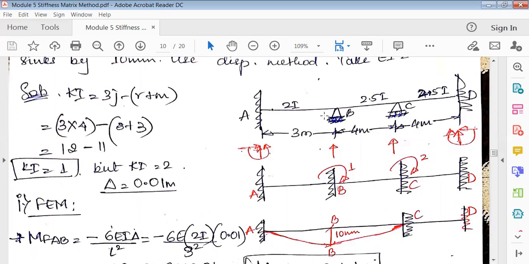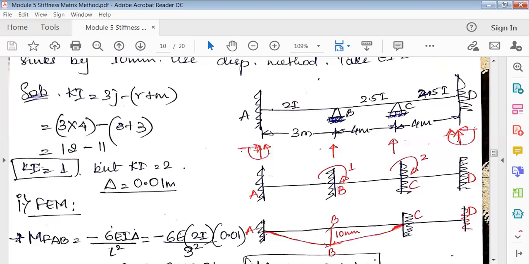Okay, so first draw this, then first find out the Ki. Now I'll tell you how to find out this Ki. This formula will not hold good when the end supports are fixed supports. Anyhow, we'll just check. So Ki is equal to 3j minus r plus m. So joints are 1, 2, 3 and 4, so 3 into 4. Reactions: fixed support 1, 2, 3, 4, 5, 6, 7, 8. 8 reactions plus members 1, 2 and 3. So it is 12 minus 11. So kinematic indeterminacy is 1.